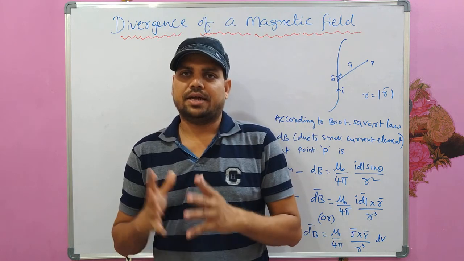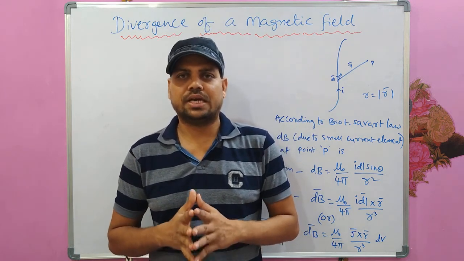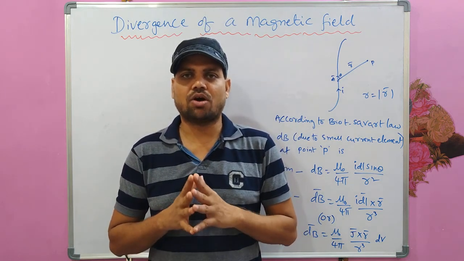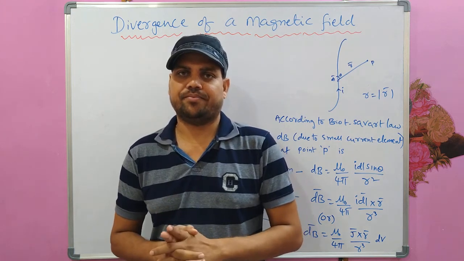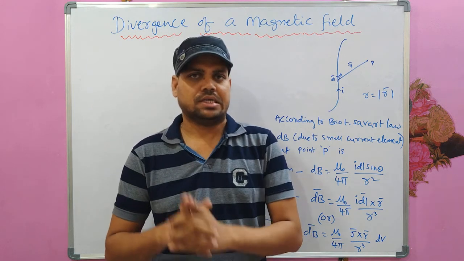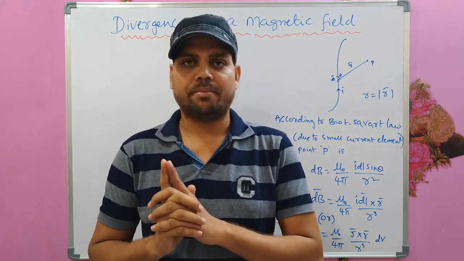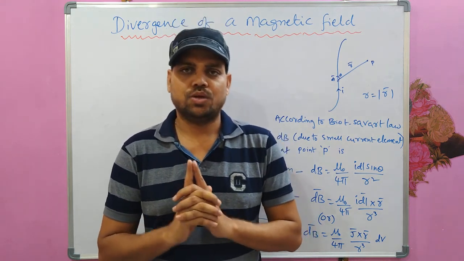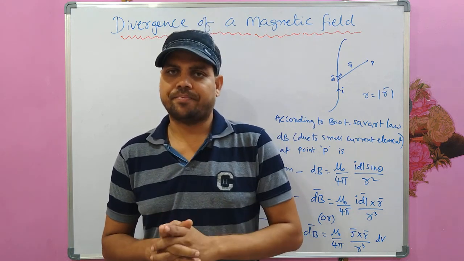Welcome back. Today's topic of the lecture is divergence of a magnetic field, del dot B. And I am going to find out this divergence of magnetic field using Biot-Savart's law.